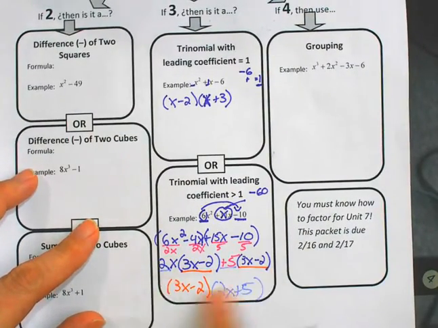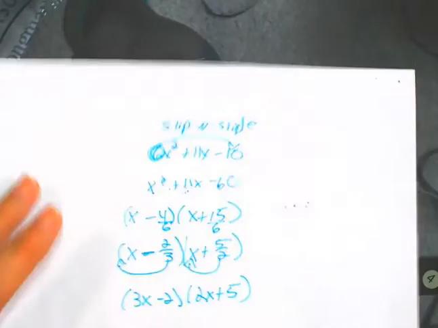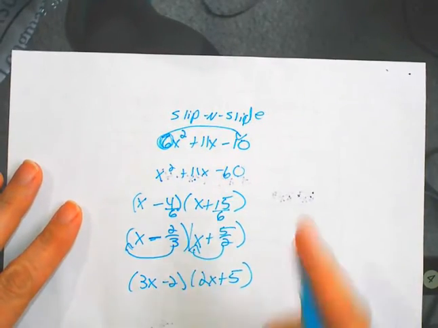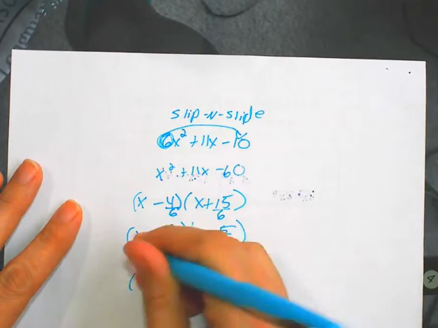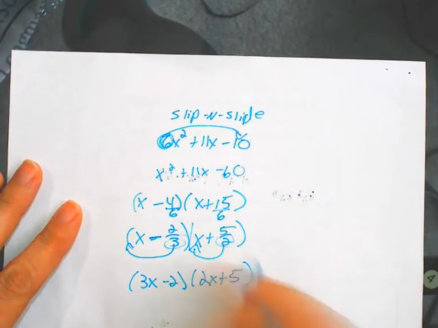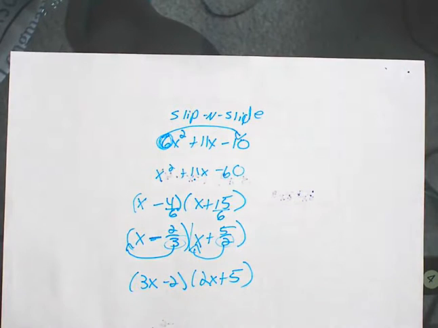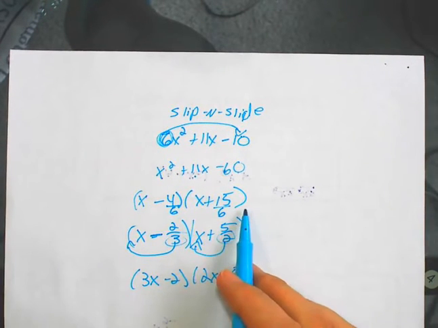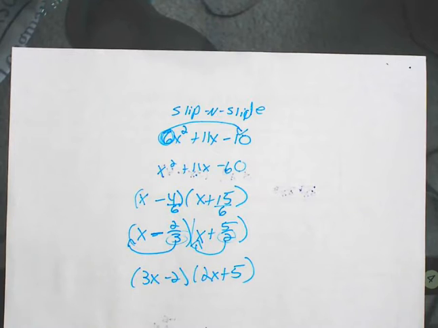Notice that I came up with the exact same answer. If you're uncomfortable with grouping, then you may use the slip and slide method. But please be careful, because if you don't slide the 2 back or the 3 back, then the answer is wrong. Okay, the answer is not x minus 4, x plus 15. So that's where some of you are going to make mistakes, and that's why if you do this method, you need to be very, very careful. Okay? All right.